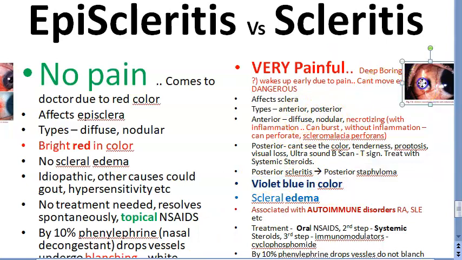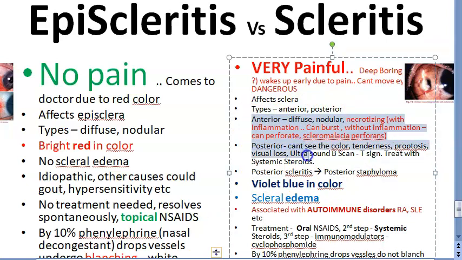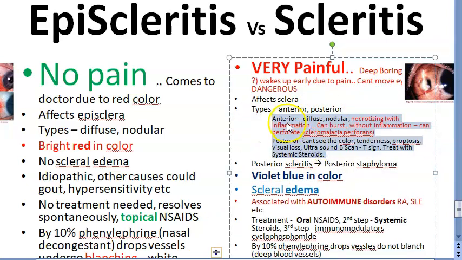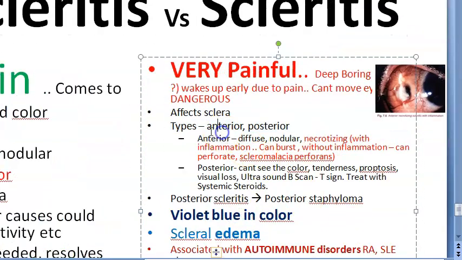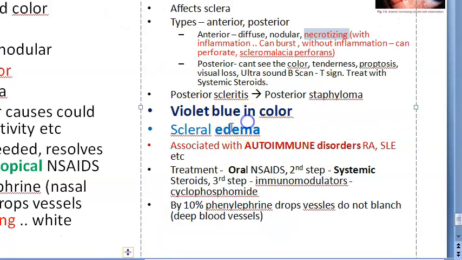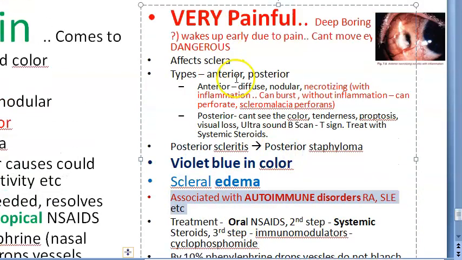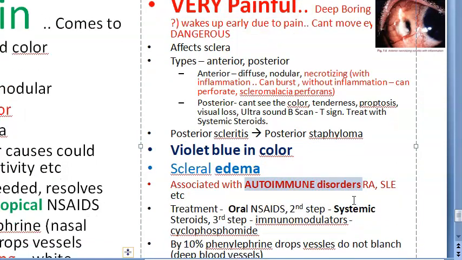There are many types in this. You have the anterior type and the posterior type. In the anterior, again, you have so many types, guys: diffuse, nodular, necrotizing. This necrotizing can be with inflammation or without inflammation. Remember that this is because of autoimmune disorders like rheumatoid arthritis and SLE. So this is very important. Scleritis is a very painful condition and it is usually associated with autoimmune disorders.